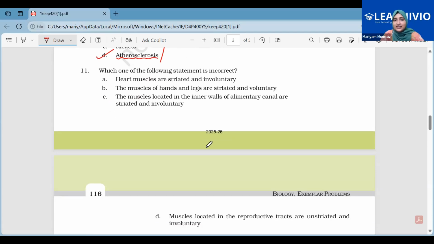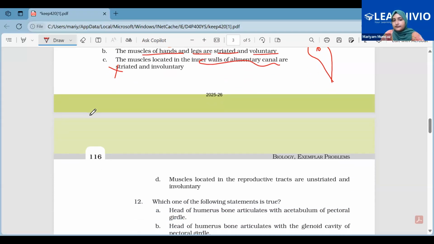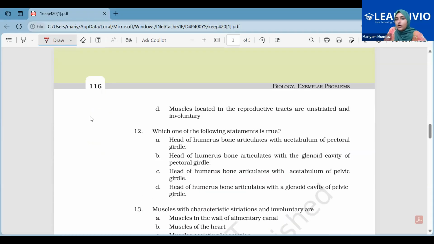Which one of the following statements is incorrect? Heart muscles are striated and involuntary. The muscles of hands and legs are striated and involuntary. Muscles located in the inner wall of the alimentary canal are striated and involuntary. Which involuntary muscles? The smooth muscles, they are not striated, they are fusiform, like this. So this one would be the wrong one. Clear? See, all those involuntary muscles will always be unstriated. It will never be striated muscle.